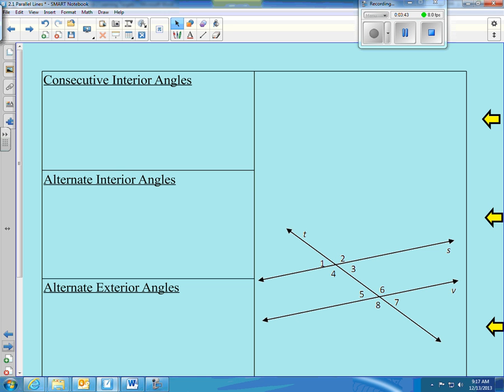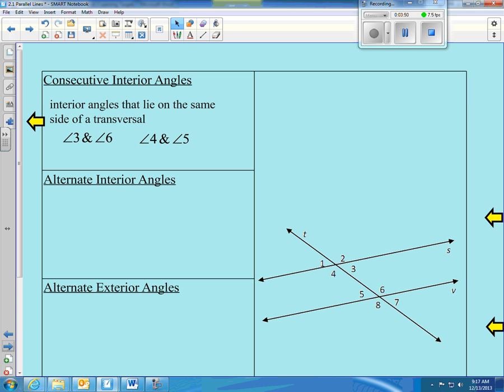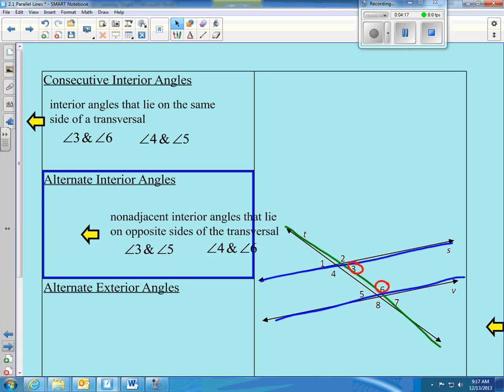If it's taking you a little bit longer to jot these down, go ahead and pause the video. All right, we have consecutive interior angles. Consecutive interior angles are interior angles that lie on the same side of the transversal. So if we have our transversal T, and we have our two lines here, consecutive means they're right next to each other. So like 3 and 6 are next to each other and they're inside those two. Make sure that you're writing down the examples of these so that you can look back and know some examples that match up with our diagram.